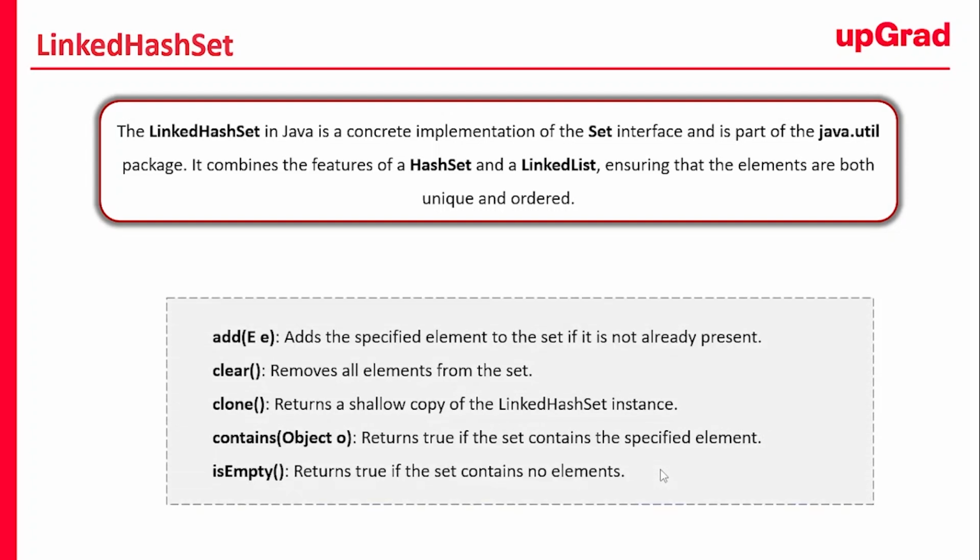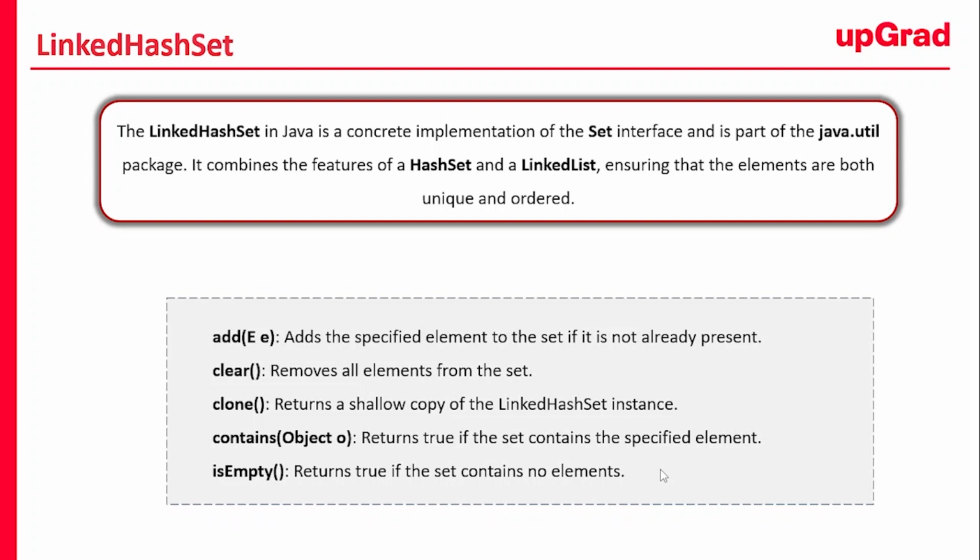So these are some methods of it. As you can see, add adds the specified element to the set if it is not already present. Clear removes all elements. Clone returns a shallow copy of the LinkedHashSet instance. Then contains returns true if the set contains the specified element. Then isEmpty, though we know that already, right? So the example part would be the same as the previous one.